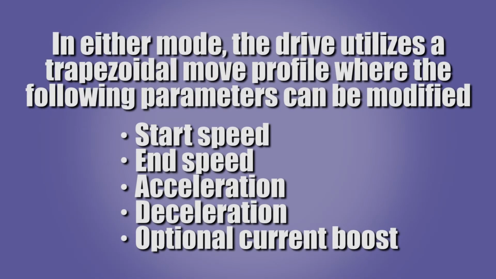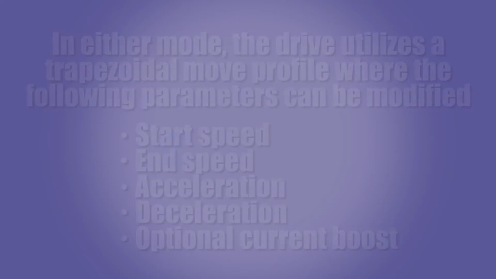In either mode, the drive utilizes a trapezoidal move profile where the following parameters can be modified: start speed, end speed, acceleration, deceleration, and an optional 30% current boost during ramping to help the motor overcome inertia when initially setting the load in motion. The communication structure is set up in a fashion where each move command contains the entire move profile. So in addition to the move parameters, the following parameters can also be modified: current levels, both run current and hold current, as well as step modes all the way up to 1/64th of a step.